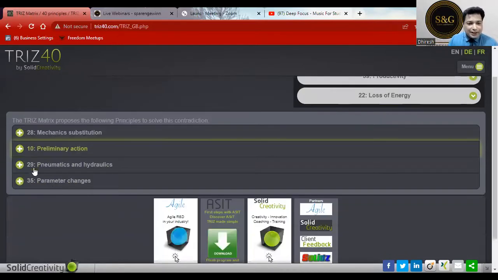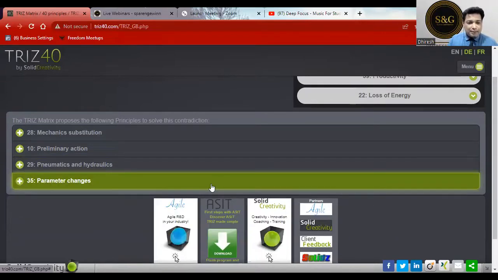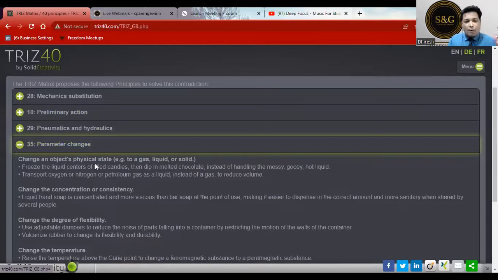Then pneumatics and hydraulics. Again, it may or may not be applicable. Use gas and liquid parts of the object instead of solid parts. The next one is parameter change. What is parameter change? Change the object's physical state. Change the concentration and consistency. If concentration is improved, let's say, this is not only mechanical and physical. This can be applicable to us as well. If I have to increase my productivity, I have to increase my concentration.